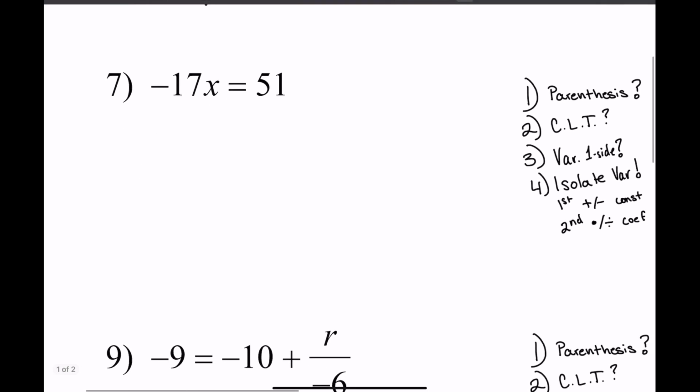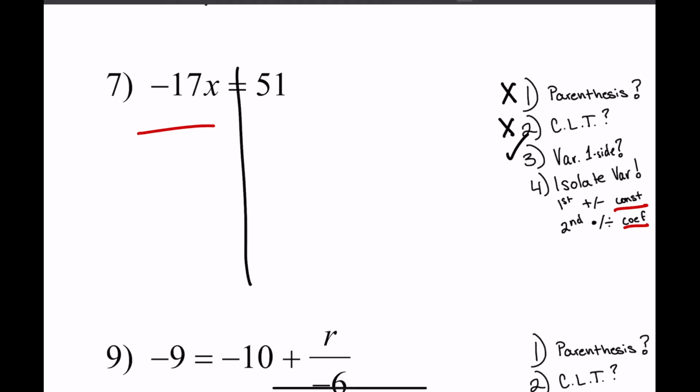Looking at 17, draw my balance bar. No parentheses, no combining like terms. The variable is totally on one side. Looking at our variable, do we have a constant or a coefficient? Well, this is going to be a coefficient because it's in front. It is not a constant. If it was a constant, it would have looked like x minus 17. But it's not. That number is right in front of our letter, so that is a coefficient.